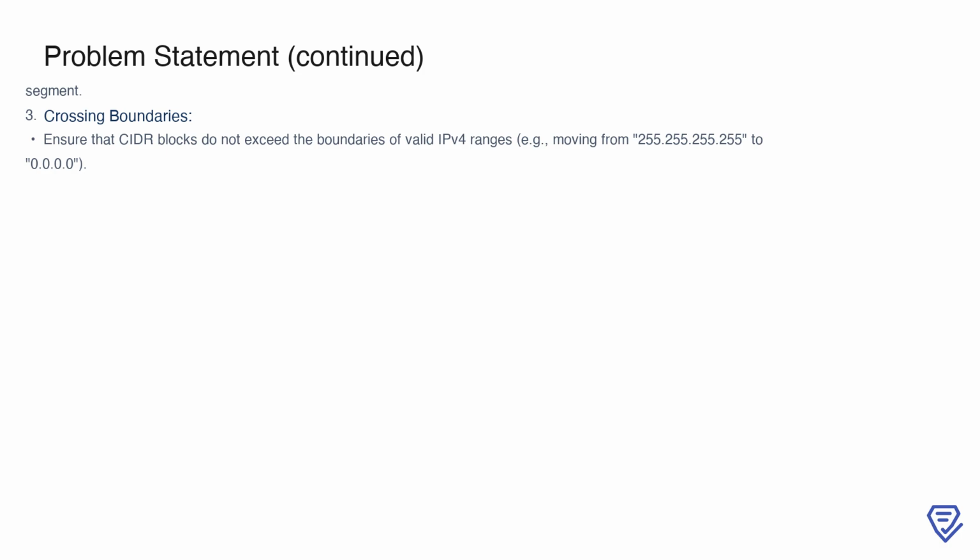When solving this problem, there are some important constraints and edge cases to consider. First, the starting IP will always be a valid IPv4 address, and n will range from 1 to 10,000. The output list must contain no more than n CIDR blocks. When generating CIDR blocks for large ranges, it's essential to use the largest possible subnet masks to minimize the number of blocks. Additionally, care must be taken to ensure that the generated CIDR blocks do not cross IPv4 boundaries, such as wrapping from 255.255.255.255 to 0.0.0.0. By carefully managing these constraints, we can create an efficient and accurate solution for the problem.